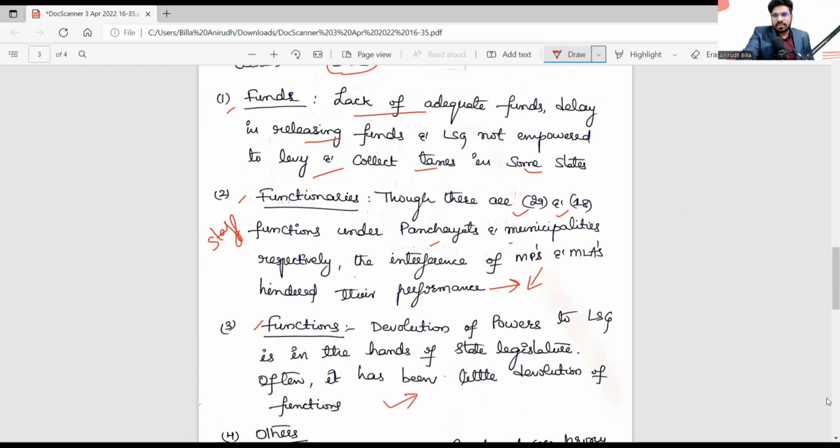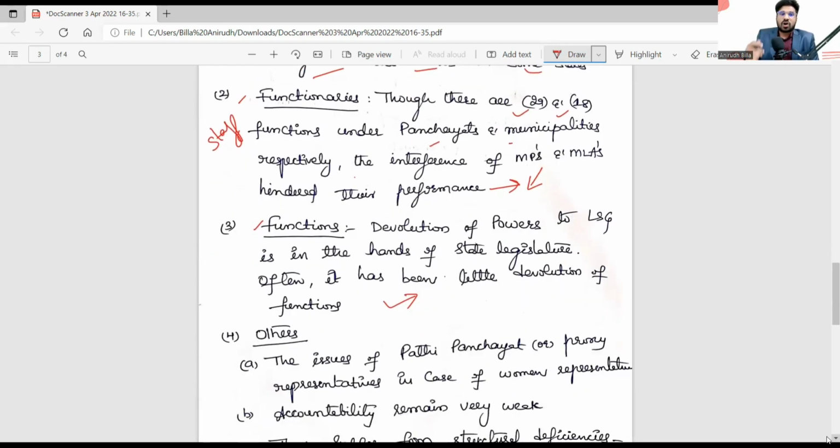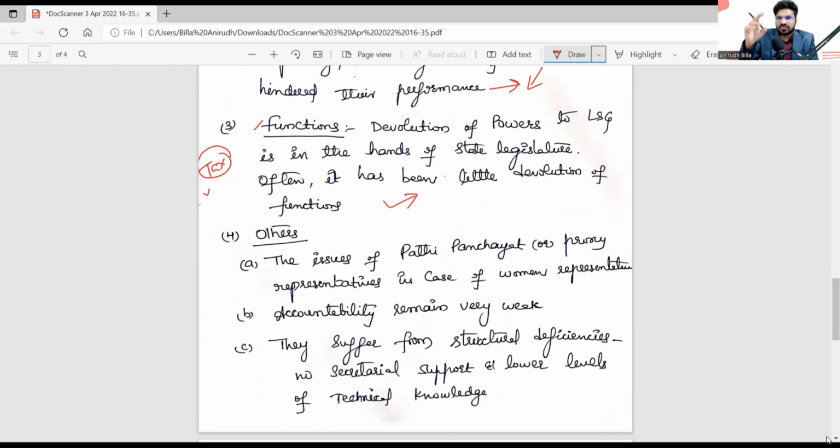So now what is the state government doing? It is the arbitrariness or prerogative of the government to devolve the powers. So they are not devolving the powers, for example, tax powers. They are also not empowering the sarpanch or someone to take the authority. This is also one more point. Apart from these 3 Fs, funds, functions, and functionaries, we need to write other points also.